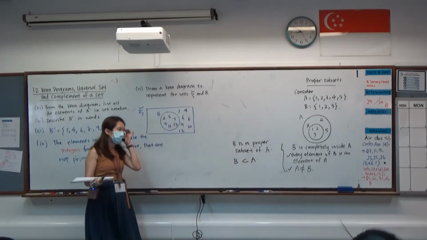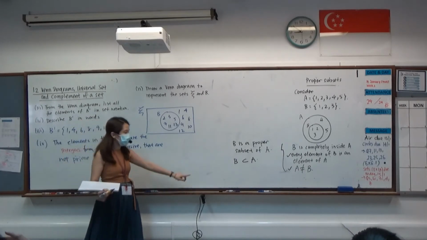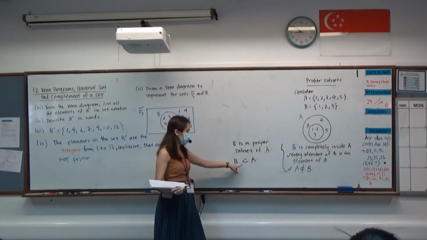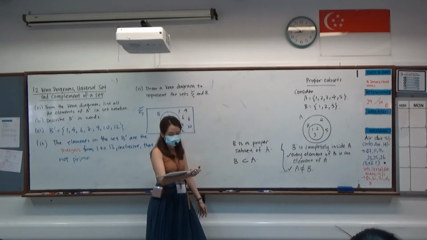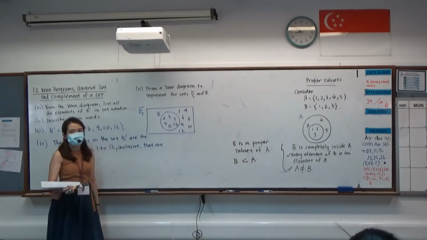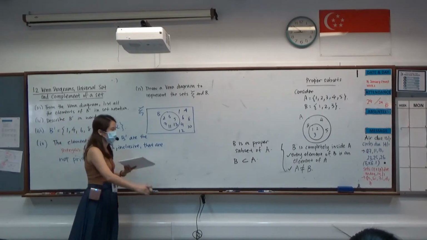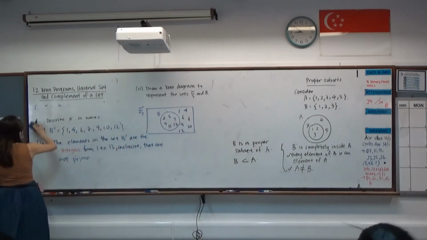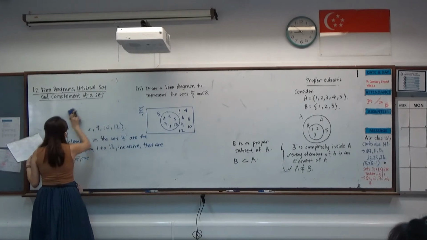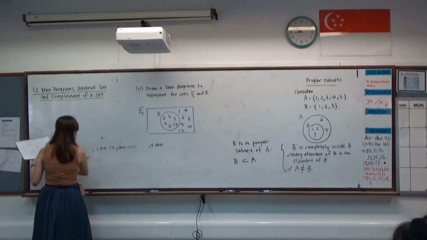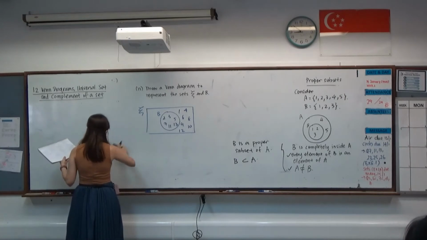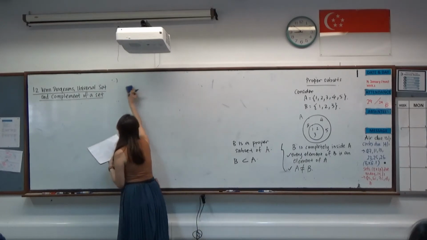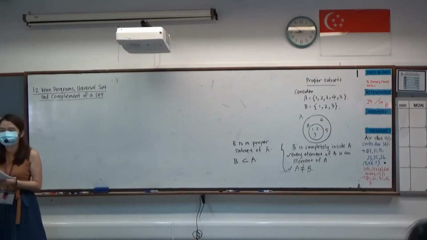So when B is a proper subset of A, we use the symbol B. This symbol itself is like an elongated C, slightly flatter, and this symbol will represent B is a proper subset of A.